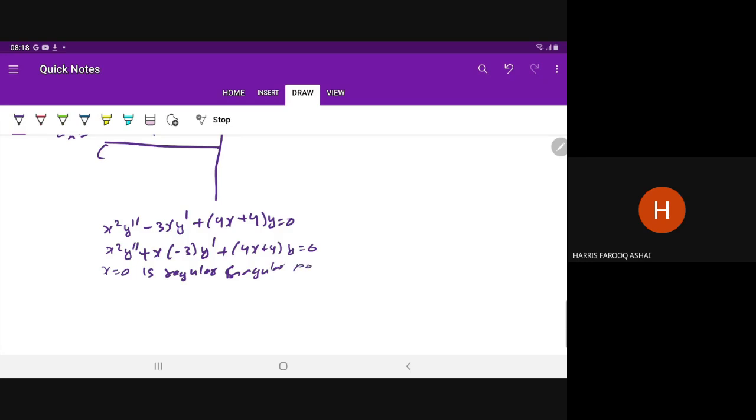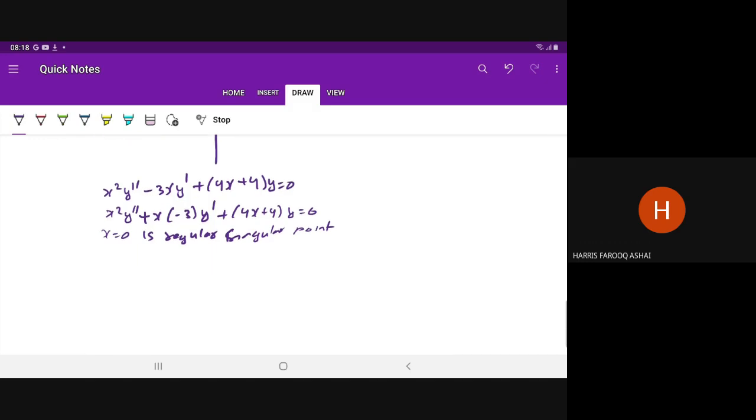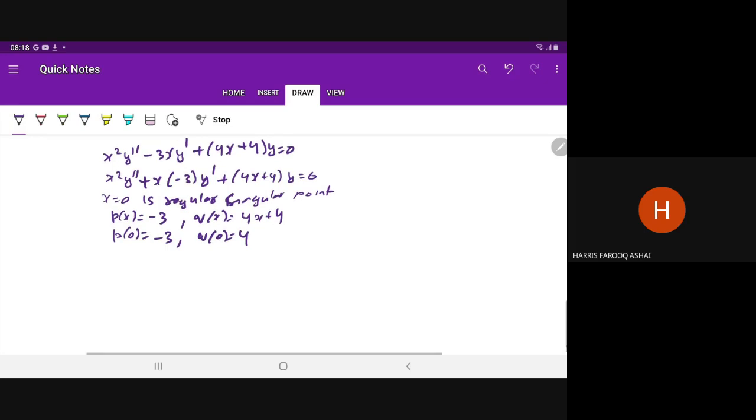Regular singular point. So first we have to verify that x is equal to 0 is a regular singular point or not. After verifying that x is equal to 0 is the regular singular point, now you have to compute the indicial equation. So here small p(x) is minus 3, and small q(x) is 4x plus 4. So when we compute small p at 0, it will give you minus 3, and q at 0, it will give you 4. So what is the indicial equation?